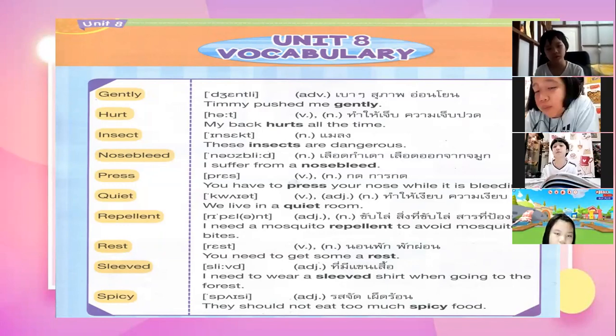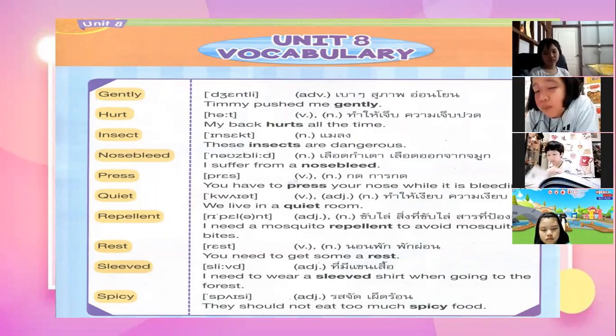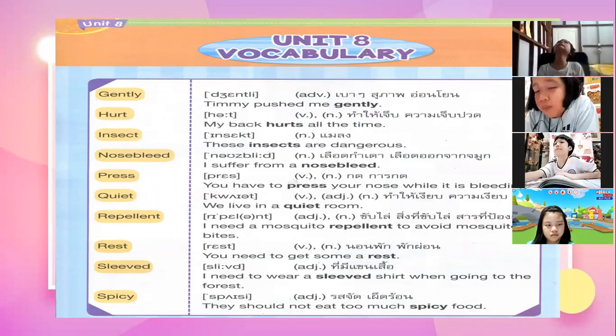Quiet means silent. A repellent is, for example, some sort of spray, like mosquito spray or mosquito lotion we put on our body so the mosquitoes don't bite us. Those are repellents, something to drive away or protect against them. Rest means you don't do anything and you just give yourself a bit of relaxation. So it means a rest, to take a break.